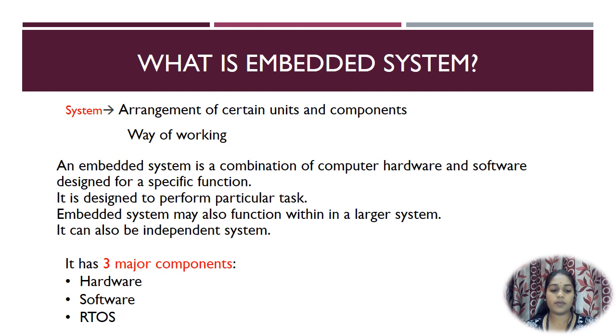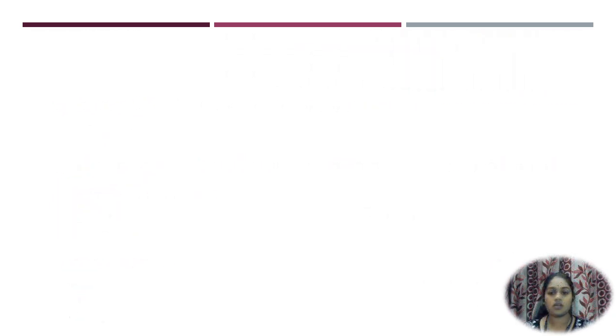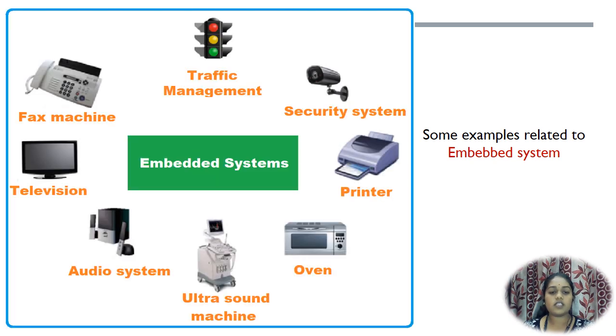There are three major components: hardware, software, RTOS. RTOS refers to the real time operating system. This real time operating system follows some set of rules while executing programs. Here are some examples that are related to embedded systems. These embedded systems are the ones we see in our daily life, like PCs, laptops, smart mobiles, TVs, washing machines. It may be anything that is related to embedded system. Even the fax machines and printers are all interconnected to the embedded.